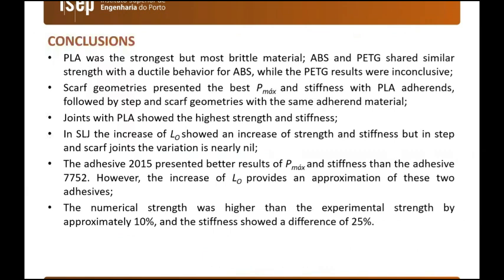Here, I would like to summarize the conclusions. The best results were obtained for the 2015 in terms of maximum load. In terms of adherents, the best results were for the PLA, which had also the highest strength and stiffness of the bonded set. And in terms of maximum strength, we were always below a difference of 10%, which leads us to conclude that we can use this technique for the evaluation of 3D printed bonded joints.